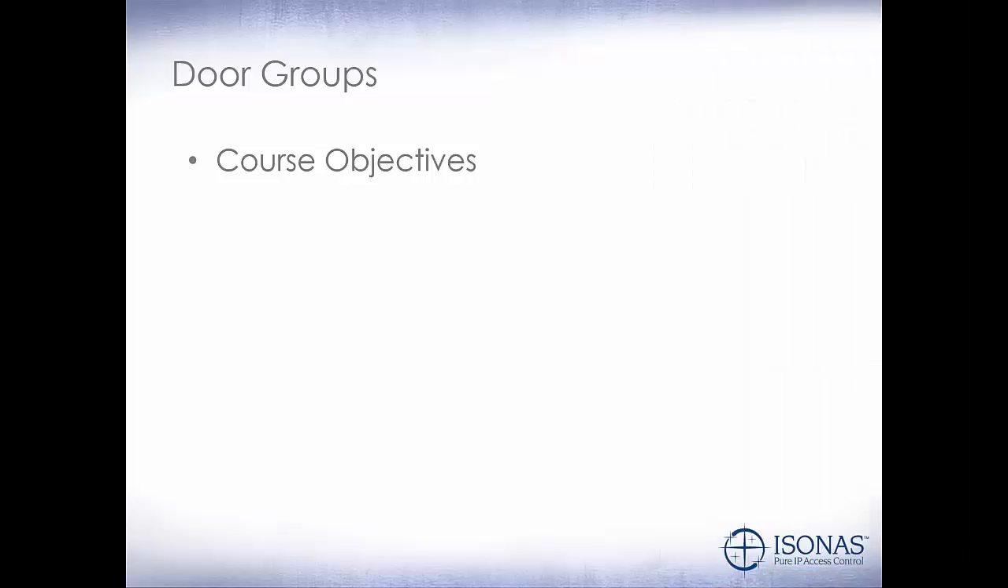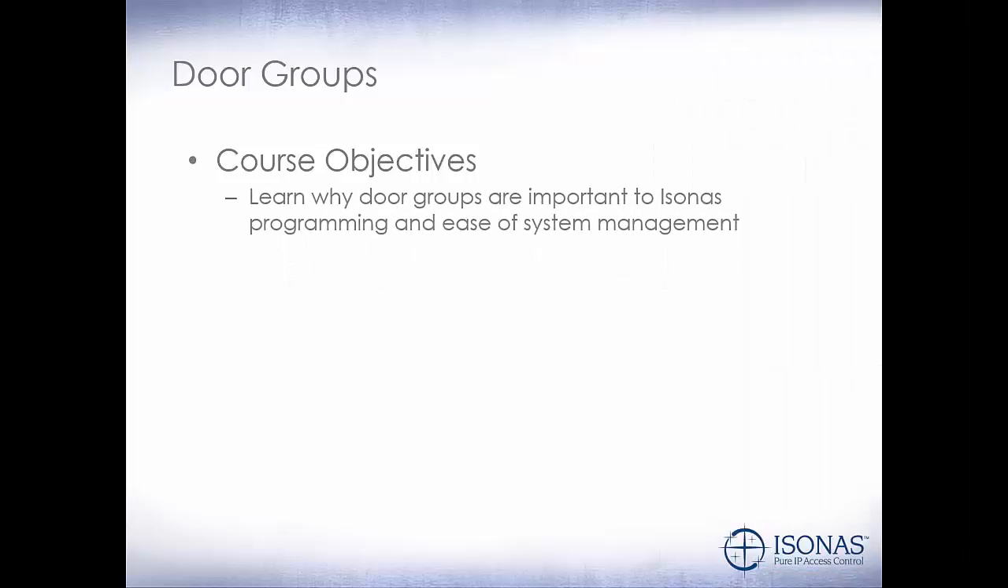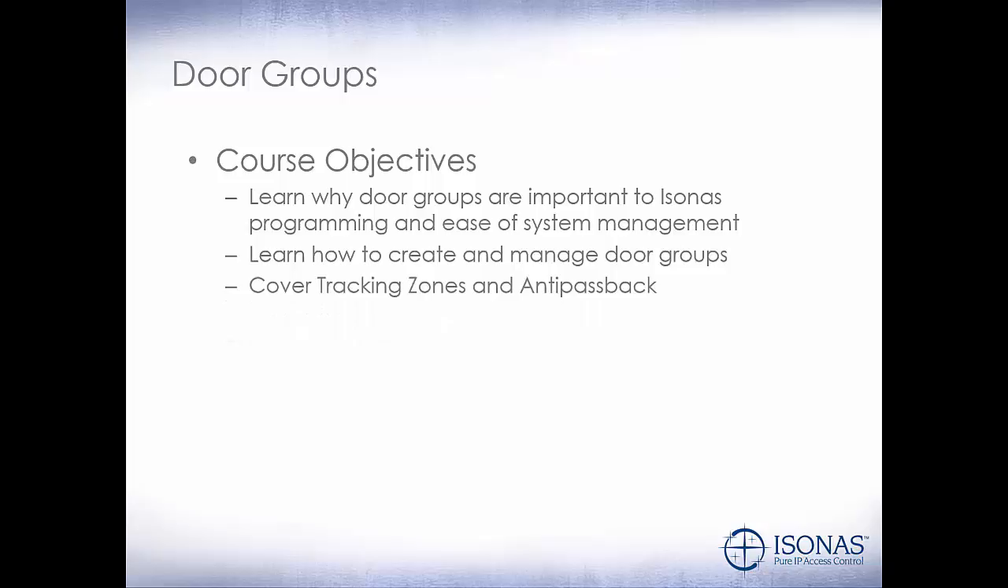So let's review our course objectives. We discussed why door groups are important to Isonas programming and ease of management. We want to group everything together logically instead of trying to give individual permissions. Individual permissions cause a lot of overhead in the system, both in management and for compiling and database issues. We went into the software and we created some door groups, and we saw how to manage those door groups. And we reviewed tracking zones and anti-passback.